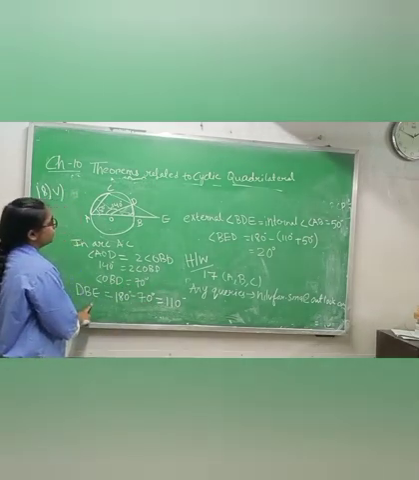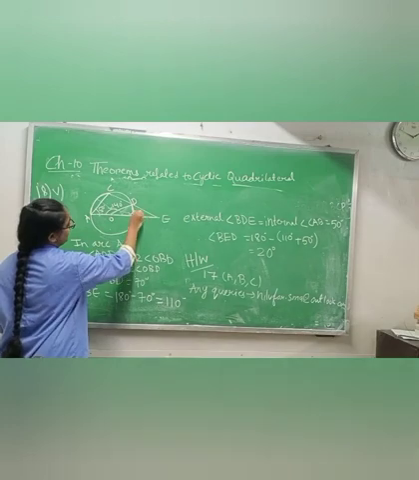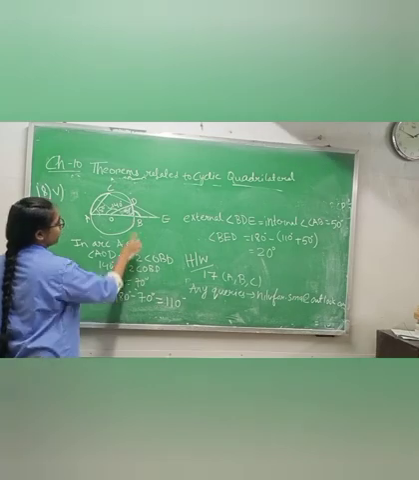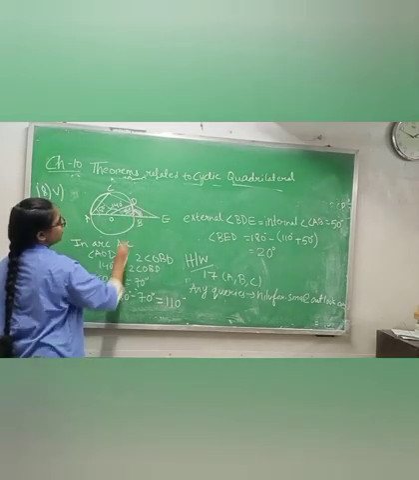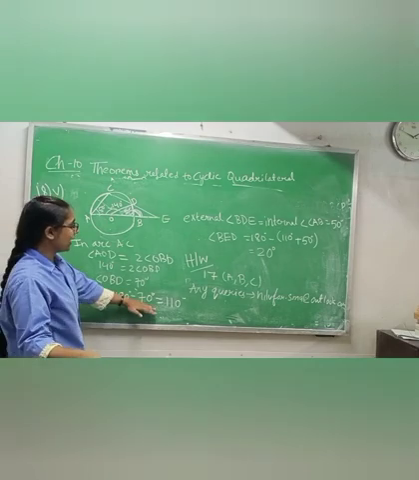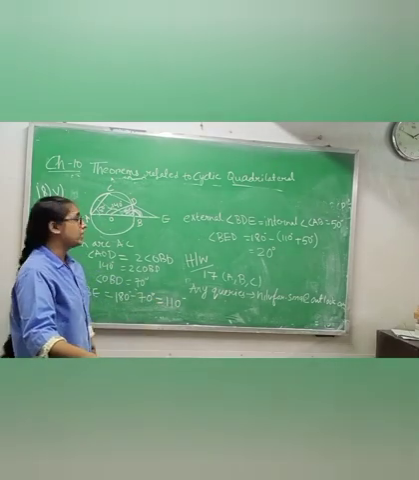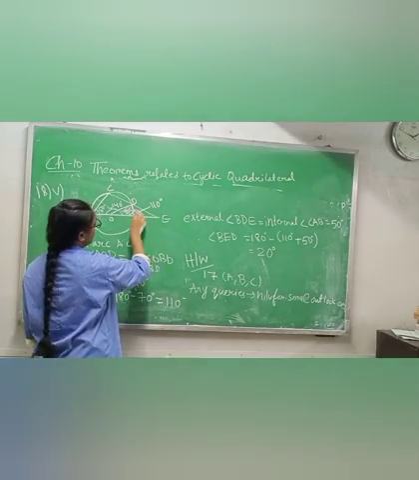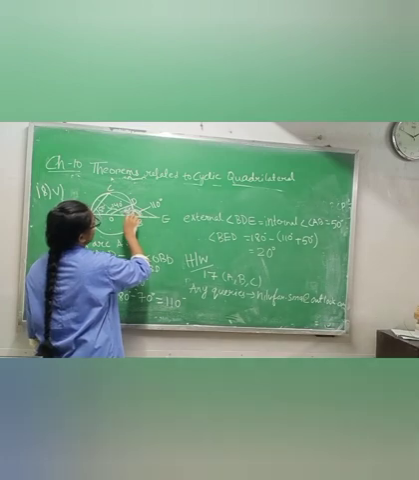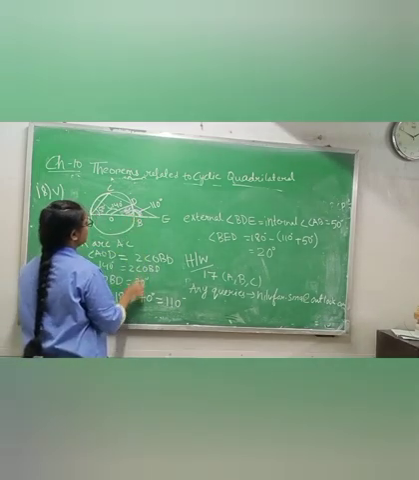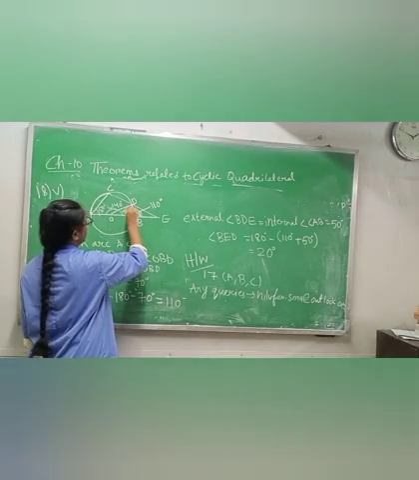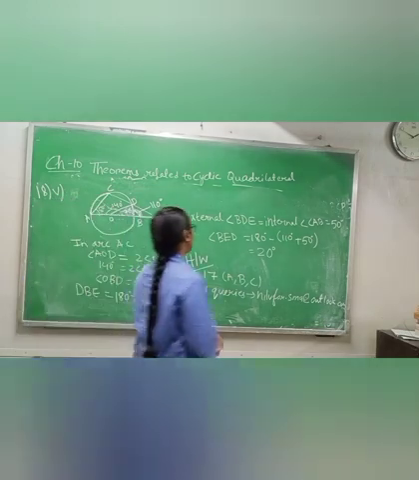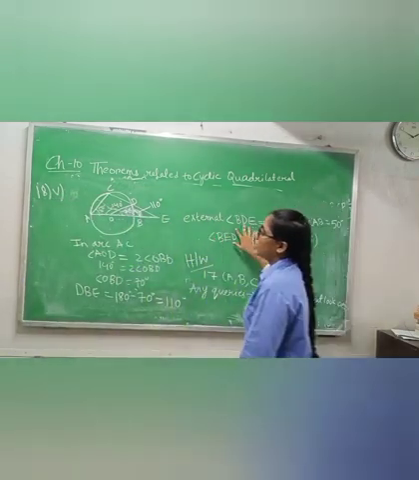Now DBE. This one I got how much? 70. If OBD is 70, then the total of this full is 180 degrees. So 180 degrees minus 70 degrees we will get 110 degrees. This angle I will get 110 degrees, because this full is 180 degrees, one straight line. If this one is 70, it means this one will be 180 degrees minus 70 degrees, which is 110 degrees.